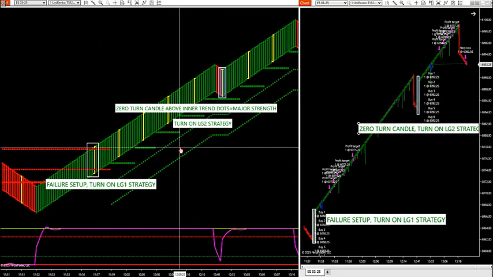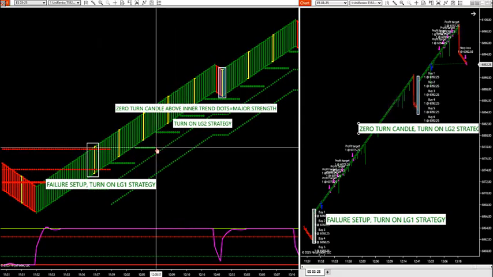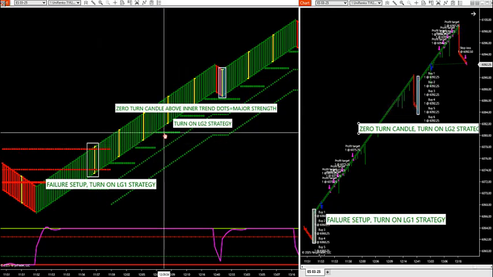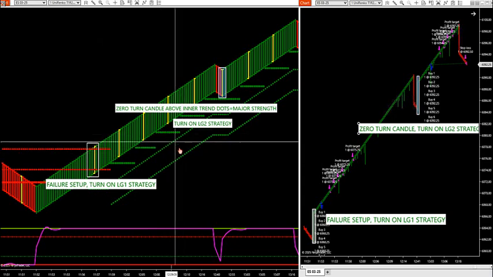If this outer zone is green, we're only looking for buys. If it's red, we're only looking for sells. Very simple. Then we have these inner dots. This is my proprietary Renko bar type that we created, and what it does is tell us if the market is in what's called a dual trend filter. We've got the outer zone and the inner zone.